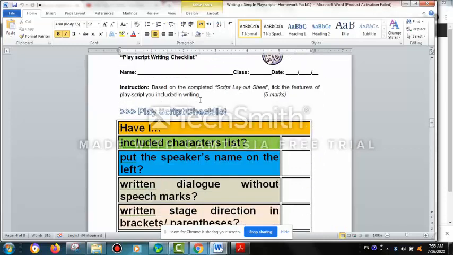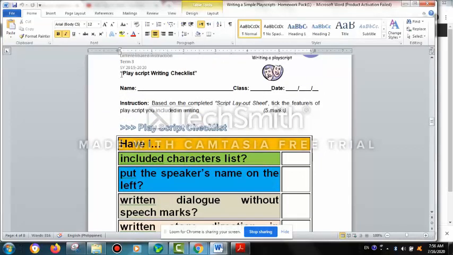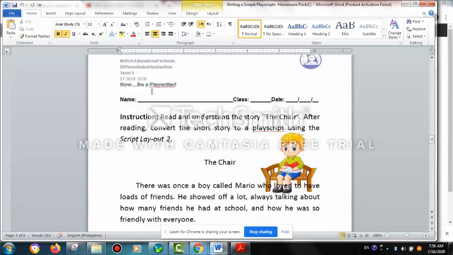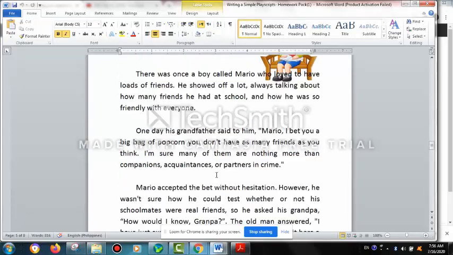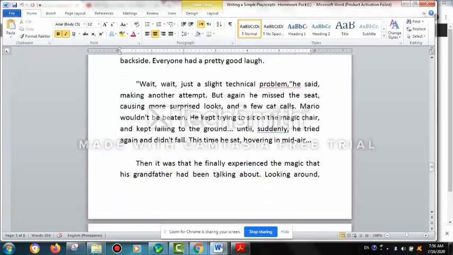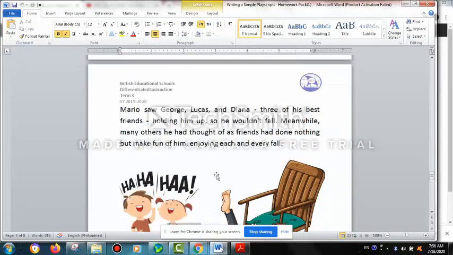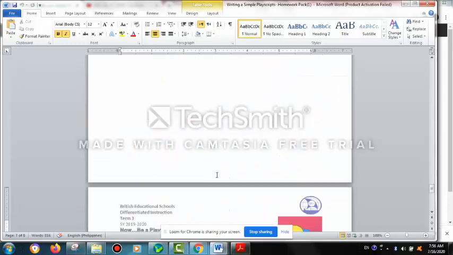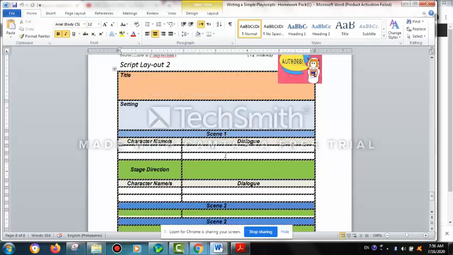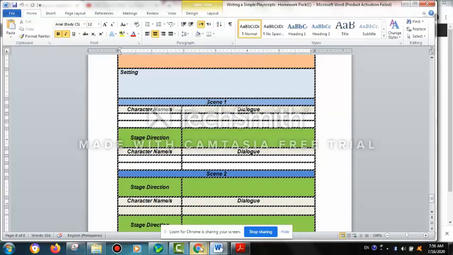Now what you need to finish next are the Playscript writing checklist and now be a writer. You have to read the story here about the chair, and you need to convert or transform this into a Playscript. You have to write your answers here.